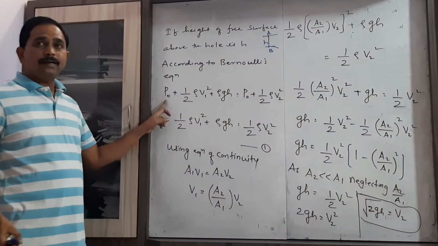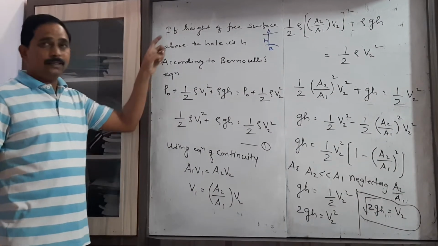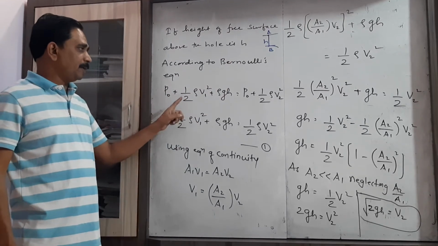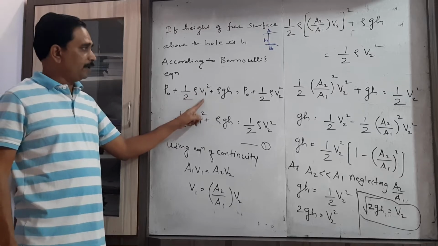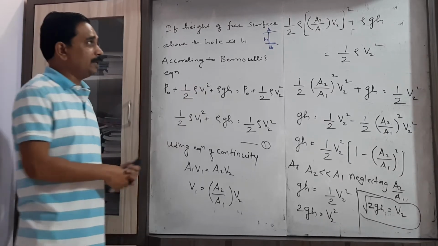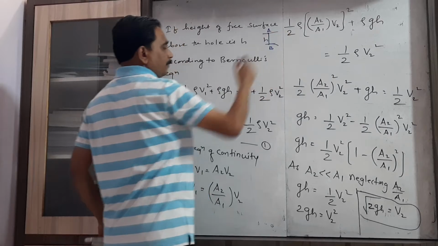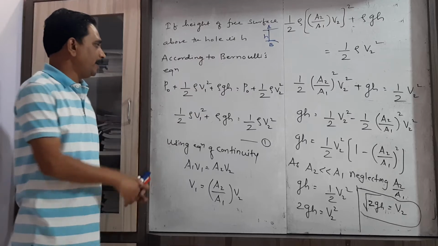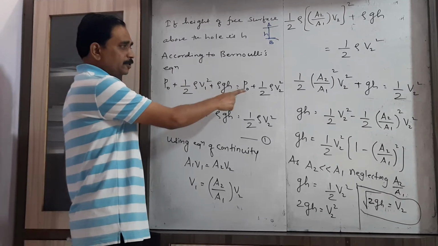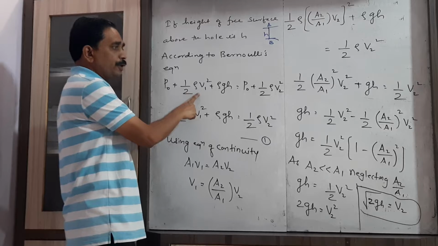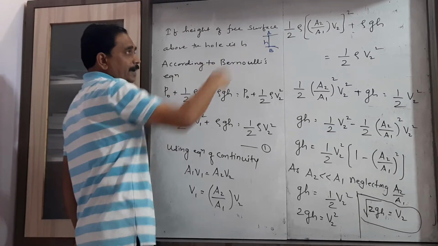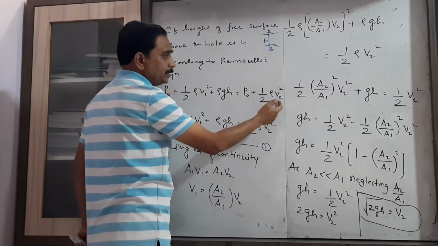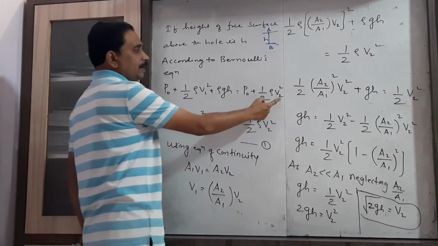Now here I write the equation for point A: atmospheric pressure plus half rho V1 square plus rho GH, that is the pressure of this column of liquid, equal to, again writing the same thing for the second point, P0, the atmospheric pressure, plus half rho into the velocity at point B, from where the fluid is coming out, that is V2. So instead of V1 you have to write V2.